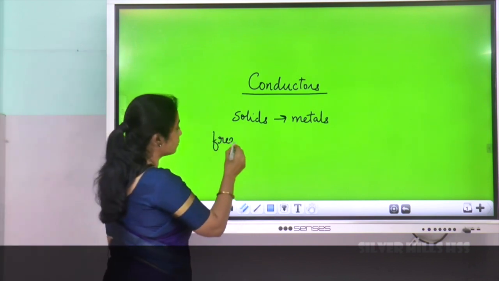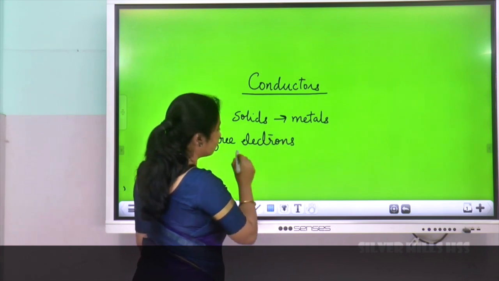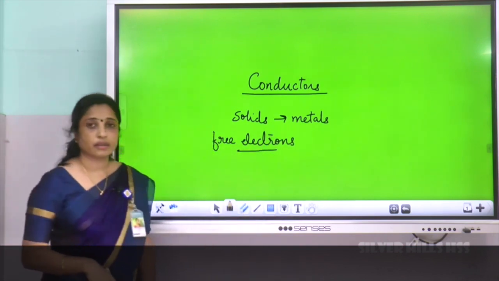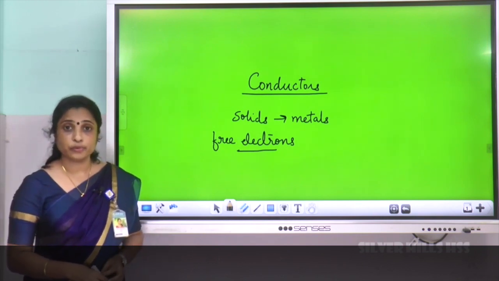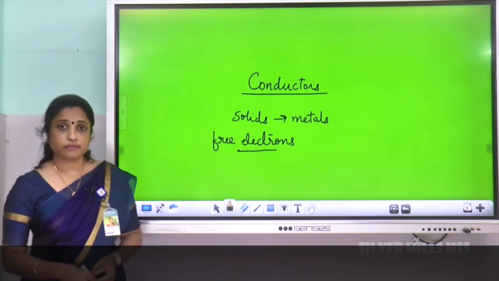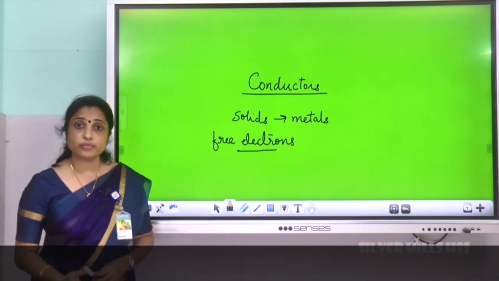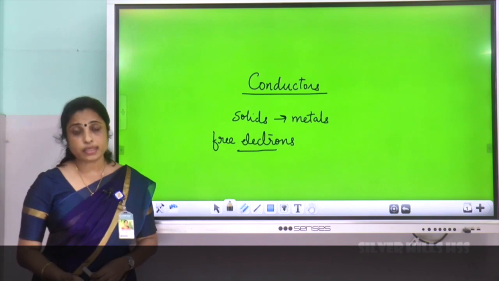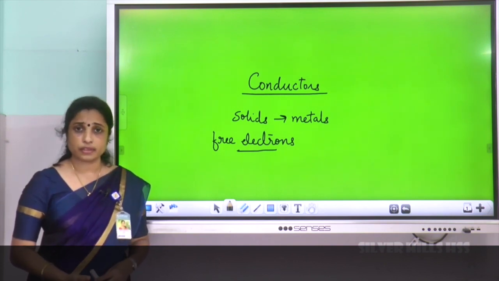Now tell me, what do you mean by free electrons? Free electrons are electrons which are free to move. In the case of conductors, you can see that the electrons in the outermost orbit are loosely bound to the parent atom. As a result, these electrons are in random motion. They move in all possible directions.